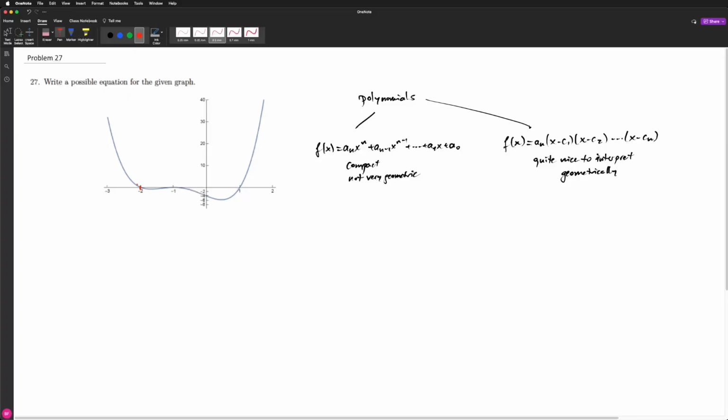We have a zero at -2, and the graph looks like that there. We have a zero at -1, and the graph nearby looks like that. We have a zero at 1, and the graph looks like that. So that's going to give us some factors. And these factors will be of the form x plus 2 and x plus 1. But this is a shifted version of a parabola or degree 4 monomial.